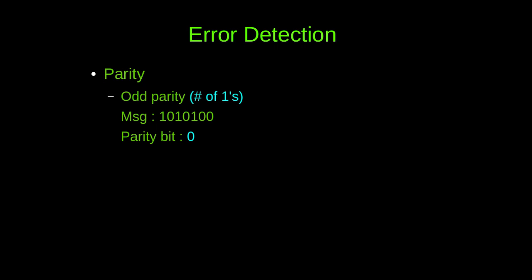If I had an even number of ones in an odd parity scheme or algorithm, I'll set the parity bit to 1, and this parity bit is going to be appended to the message. Appended, not added, like this. This is my message, and this is my parity bit.